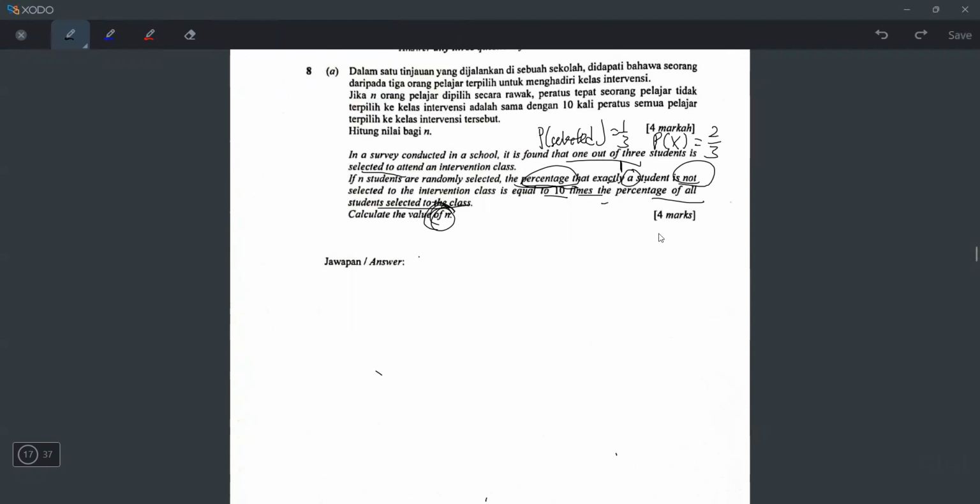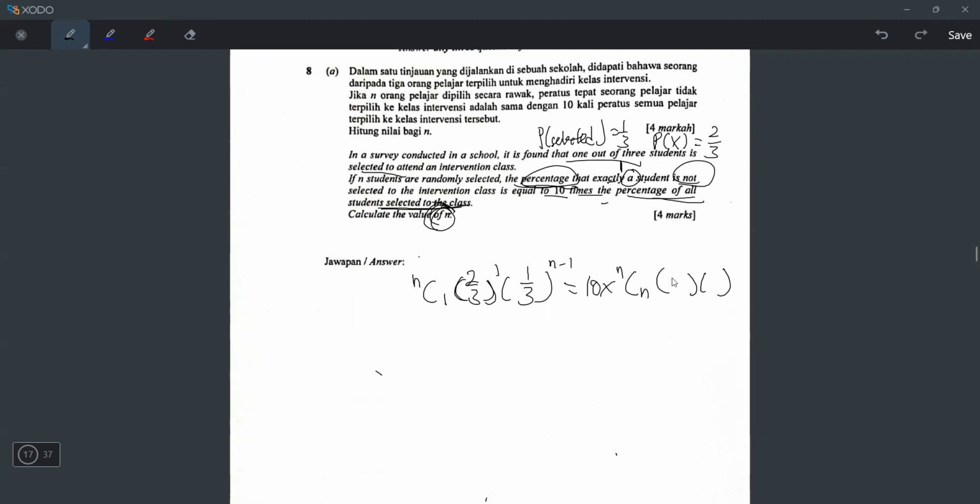All right. It will be one student not selected, so it will be NC1, and this will be the probability for a student not selected, which is 2/3. And then it will be power 1, and then 1/3 power, where the student is selected. So here will be n minus 1. And then equals to 10 times, right? 10 times the probability of all students selected. So all students selected will be NCN, and then bracket, and this will be the selected probability.